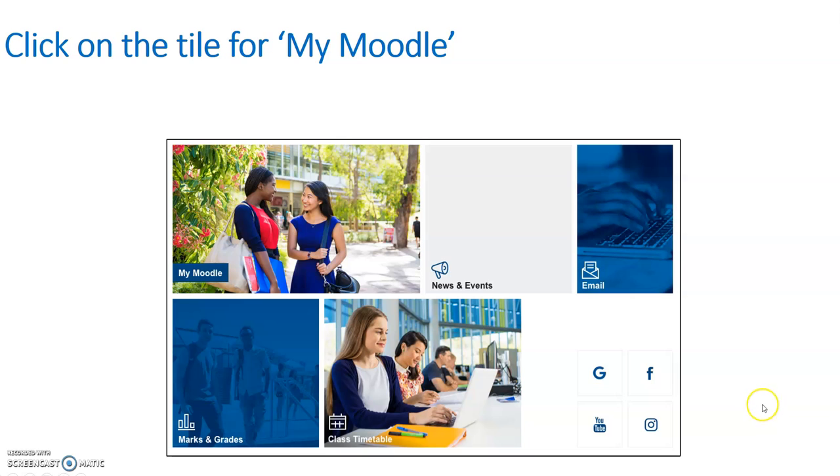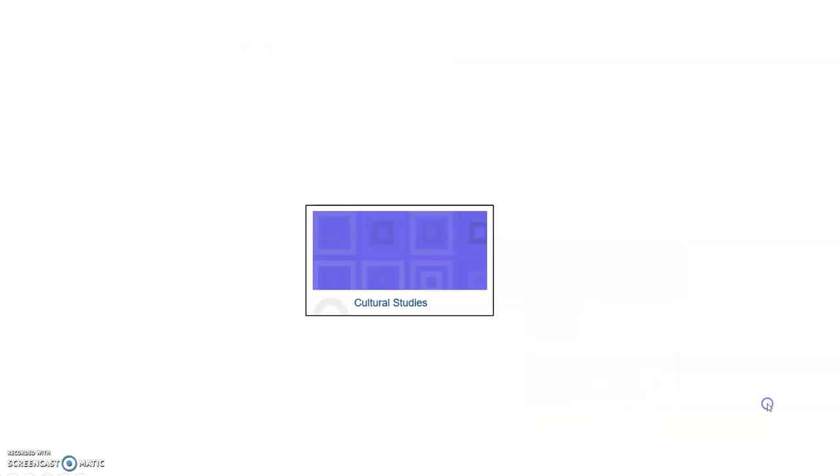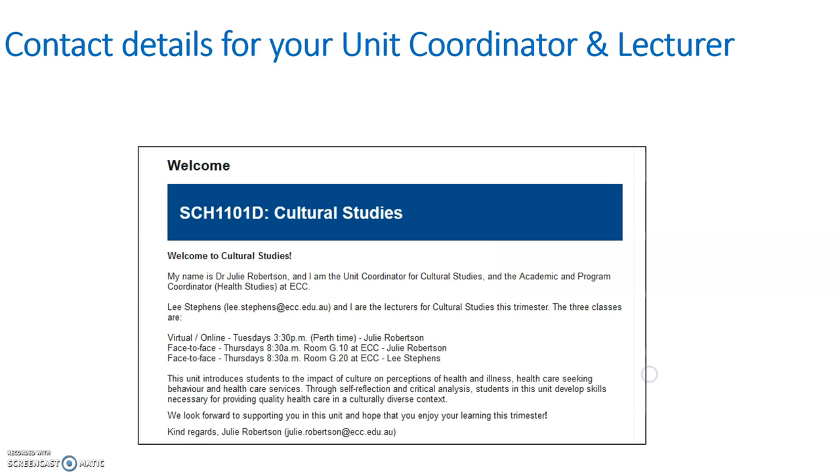You'll see the tab for Moodle once you've logged into the student portal. Click on My Moodle, and what you will see is a series of boxes like this, one for each unit you're studying at the college. Click on your unit to see more. So this is an example for one unit.